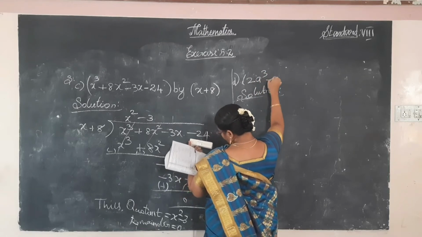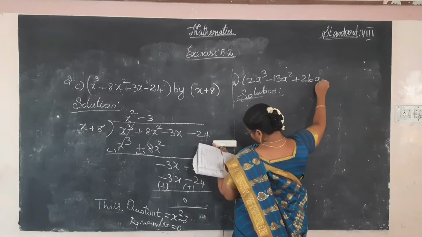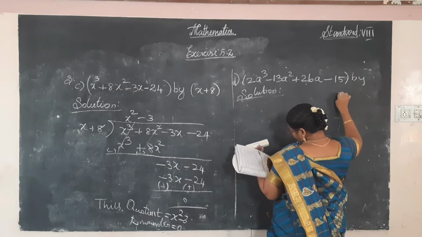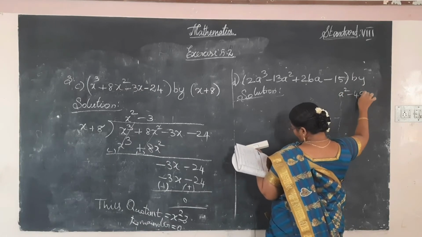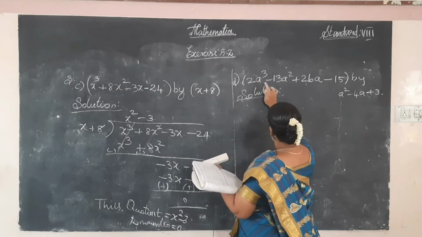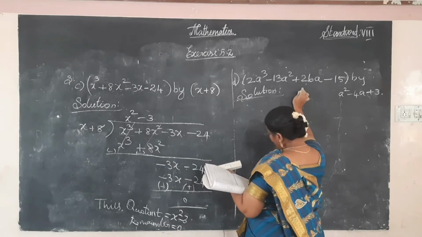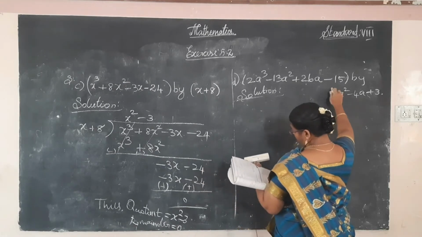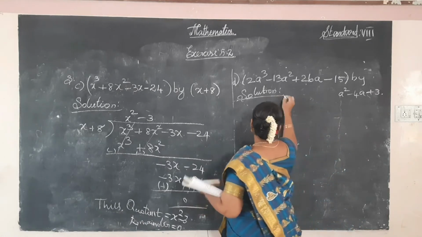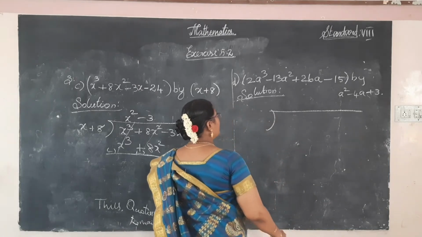(2a^3 - 13a^2 + 26a - 15) ÷ (a^2 - 4a + 3). Okay, 2a cube minus 13a square plus 26a minus 15, divided by a square minus 4a plus 3. Okay, right. By using the long division method.